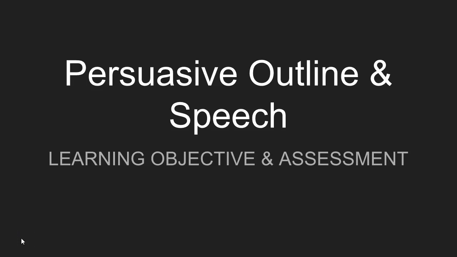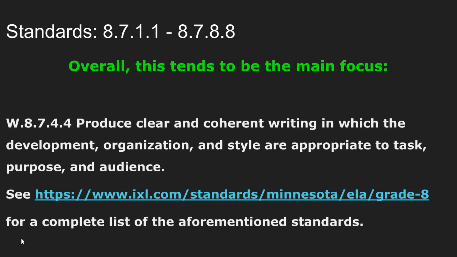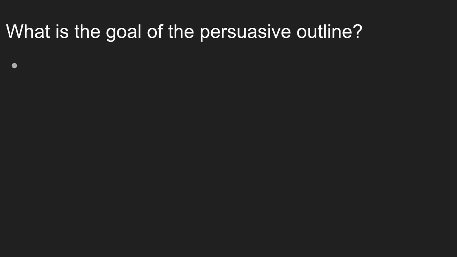This is the slideshow pertaining to the persuasive outline in speech. Overall, this project is meeting standards 8711 through 8788, which can be found on the website listed here. But mostly it is to produce clear and coherent writing in which the development, organization, and style are appropriate to the task, the purpose of persuasive speaking, and an audience.